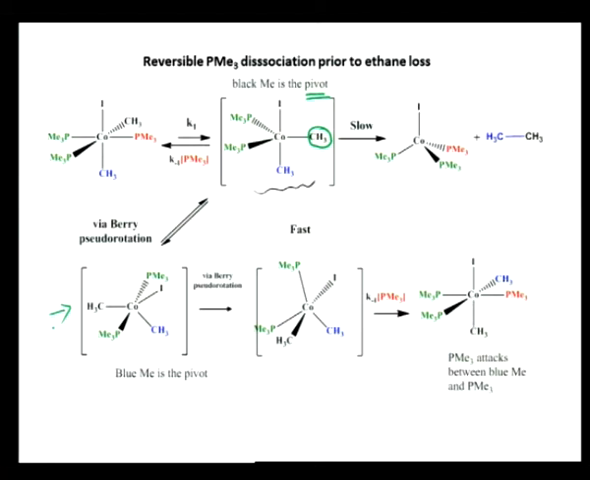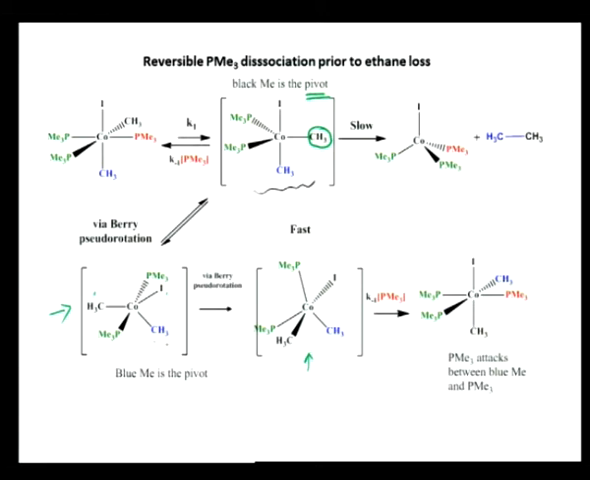This time the three equatorial groups are the methyl, the iodo group, and the other methyl group. And you will notice that the two methyl groups can be interchanged through this Berry pseudo rotation process, and you can end up with a second intermediate, which is the intermediate listed here, through another Berry pseudo rotation.